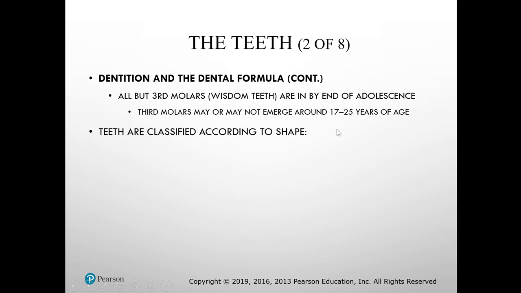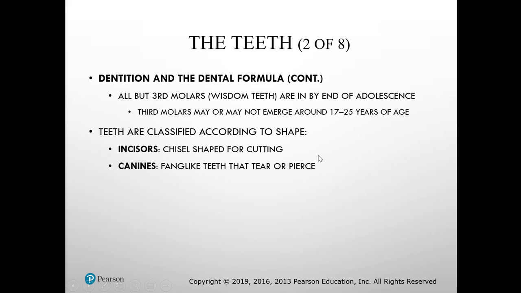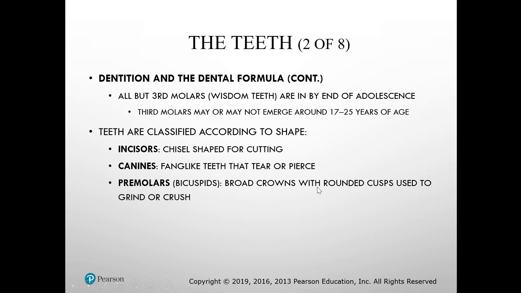Teeth are classified according to shape. There's your incisor, which is shaped like a chisel. These are your first two that are in front. Canines will be more lateral, fang-like teeth that tear or pierce food and meat. This is a remnant of our carnivorous diet.